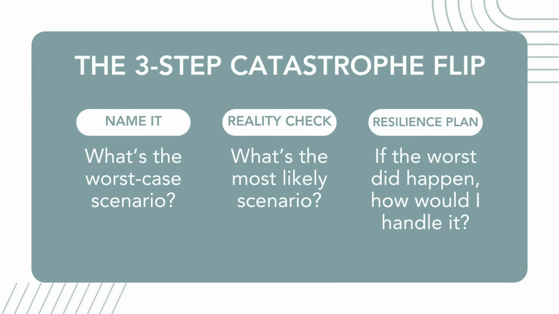This strategy works in 3 simple steps. First, we let them say the scary thing. We don't shut it down, we name it. And then we ask what's most likely to actually happen. And finally, we build resilience. If the worst did happen, how would you deal with it? This last step flips fear into empowerment. So let's take a look at what each one of these looks like in depth.